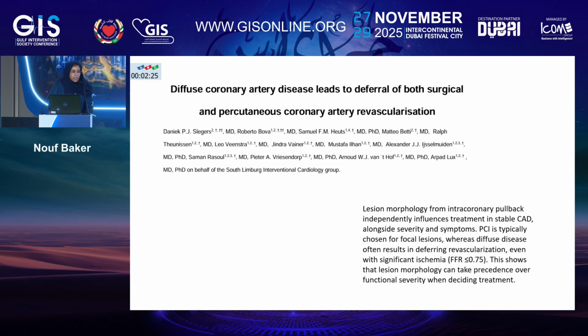This paper was published in the Netherlands in 2025, and interestingly, it looked at the behaviors of interventionalists and surgeons when it comes to managing patients with diffuse disease. And it concludes that even when the lesions are deemed physiologically significant, there was always a delay in patients with diffuse coronary artery disease, which reflects the real-world practice that we perform every day.